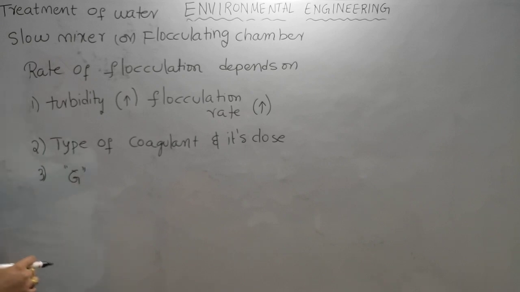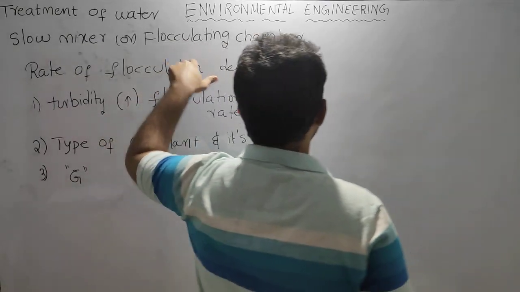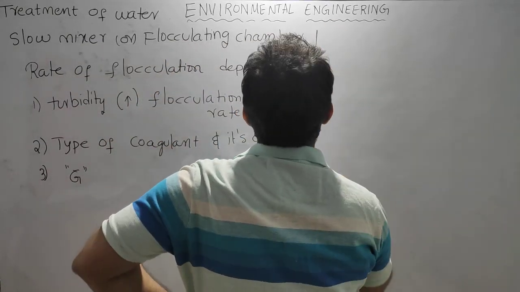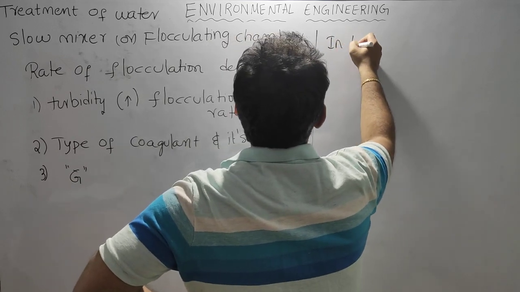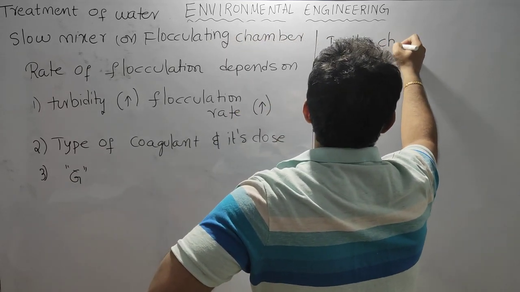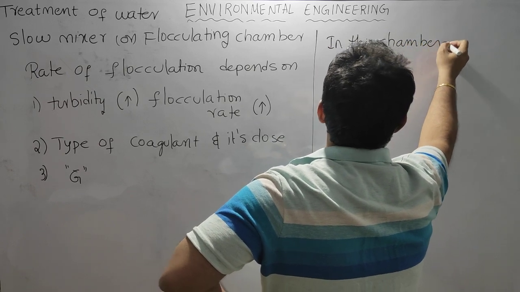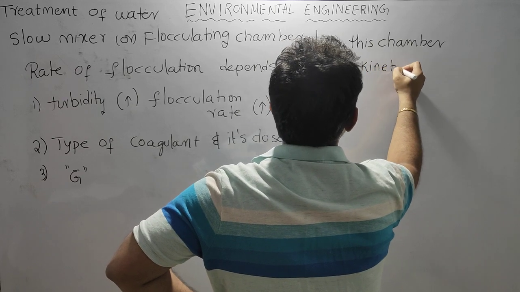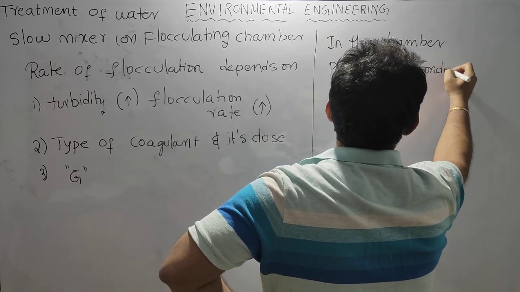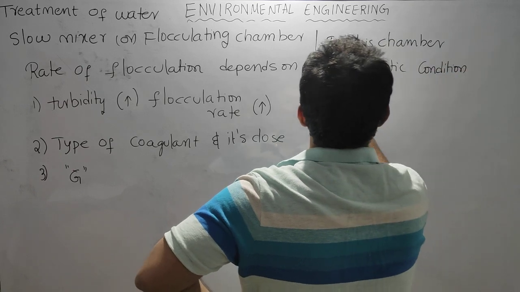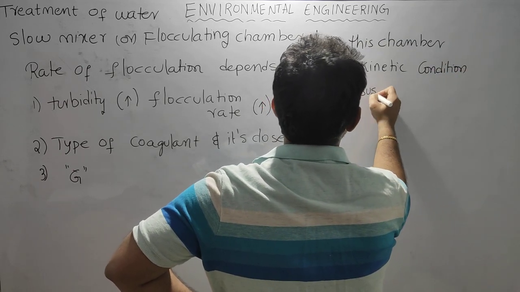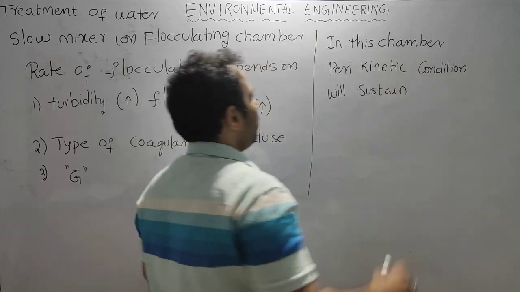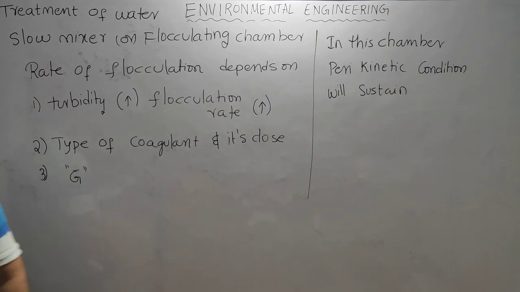See, in this chamber of flocculation or slow mixing, perikinetic conditions will occur. In this chamber, perikinetic condition will be present because of the Brownian movement of colloidal particles.